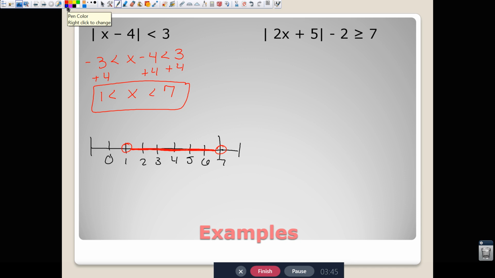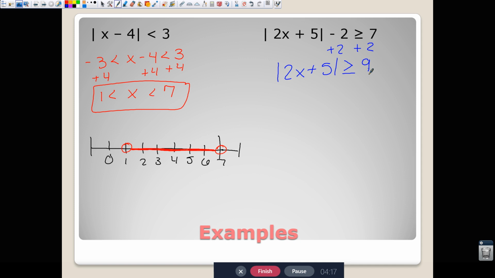So this one is greater than or equal to, so it's going to be an or, but I don't have my absolute value by itself yet. So I'm going to add 2 to both sides. So I'm going to get the absolute value of 2x plus 5 is greater than or equal to 9.